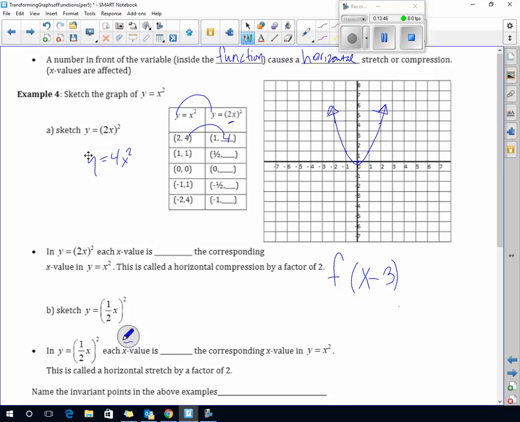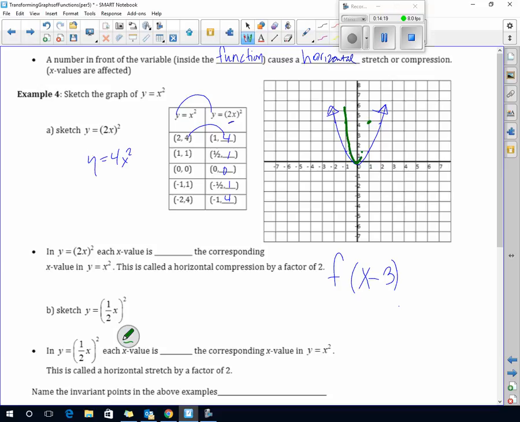0, 0. Negative 1/2, 1. And then this still becomes the same 4. So let's graph this, and you can see 1, 4 is there. 1/2, 1 is there. 0, 0, negative 1/2, and then there. So do you see it is what you expected it to be, skinnier than the normal parabola.